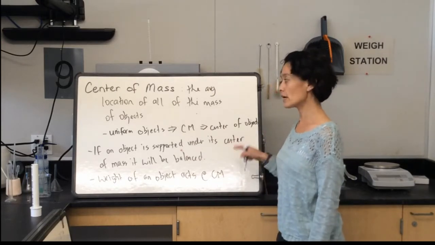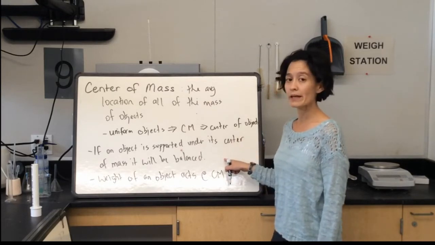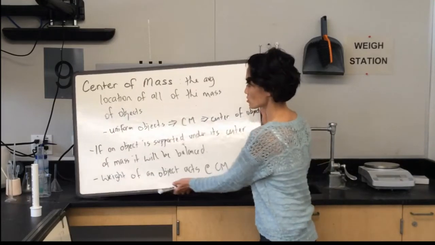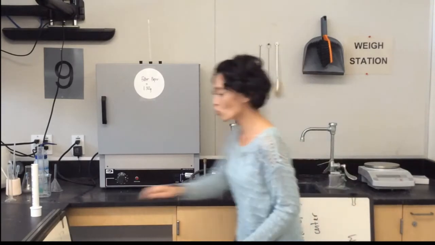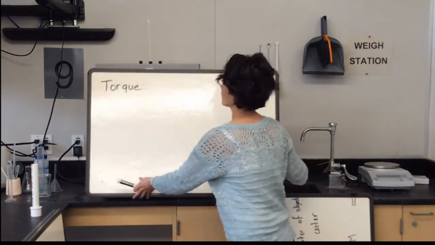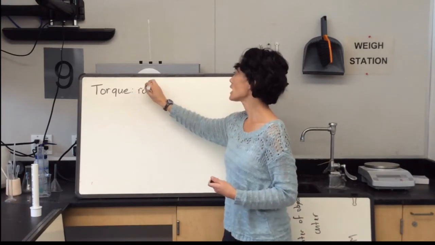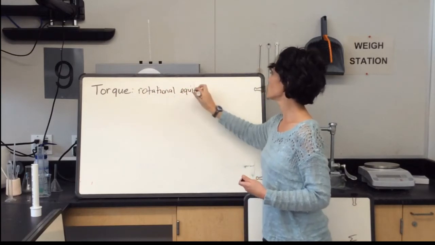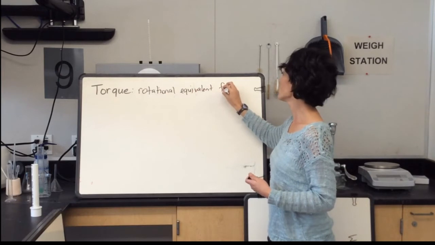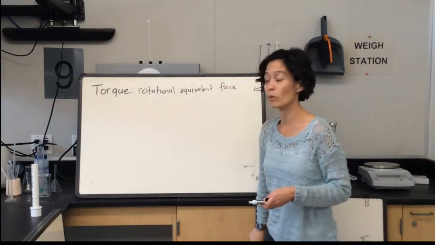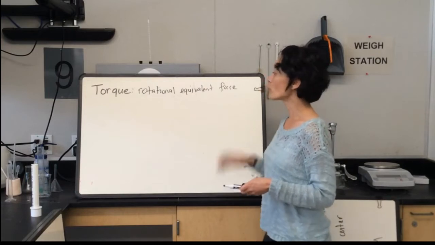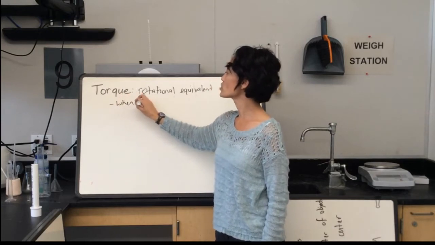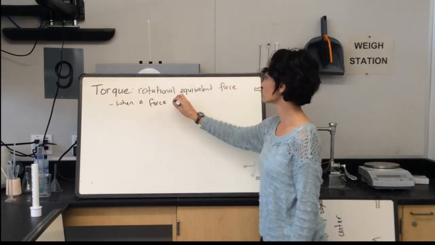Now, this idea that if an object is supported under its center of mass, it will balance, kind of plays into the idea of what happens when it's not balanced, and that brings us into the topic of a quantity called torque. So torque is the rotational equivalent of a force. We've been looking at all of our linear quantities and looking at, well, what's the angular equivalent. For forces, it's torque. Another way to think about this is that a torque is when a force causes something to rotate.